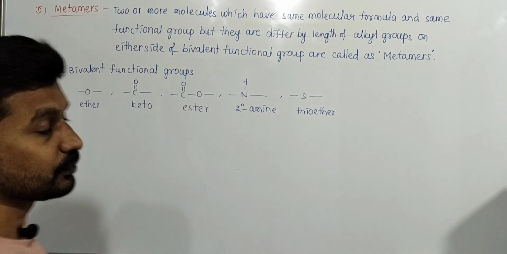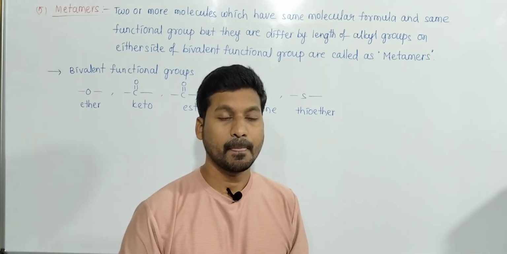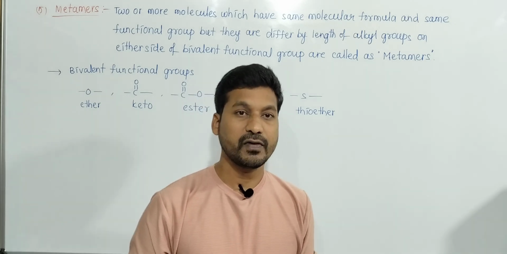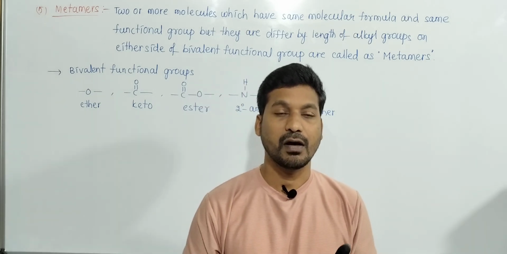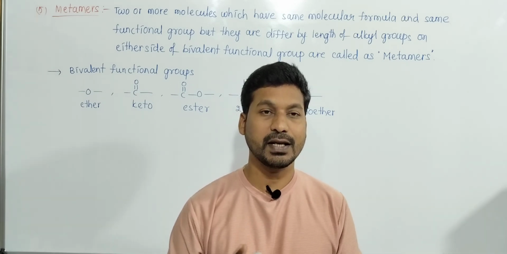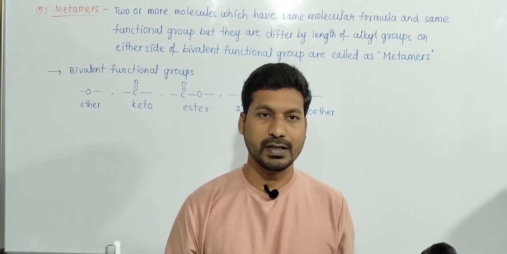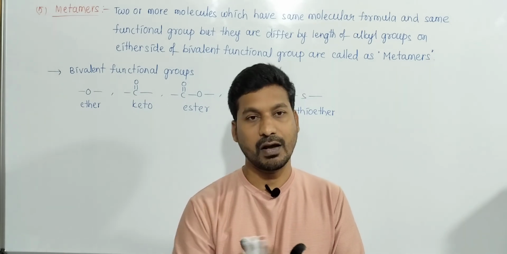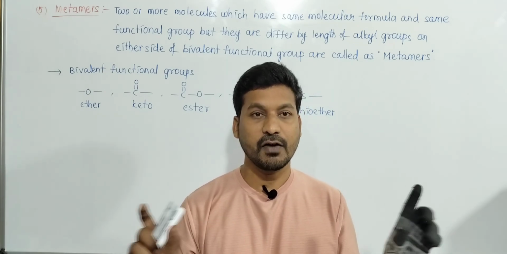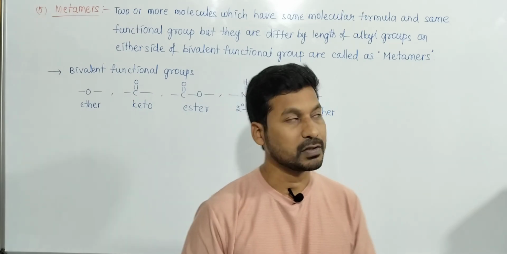What are metamers? Two or more molecules which have the same molecular formula, the same functional group, but differ in the size or length of the alkyl group on either side of a bivalent functional group. You know bivalent functional groups have two valencies, so on both sides alkyl chains are possible. So in metamers, the size of alkyl groups on the bivalent functional group is different. Such molecules are metamers.